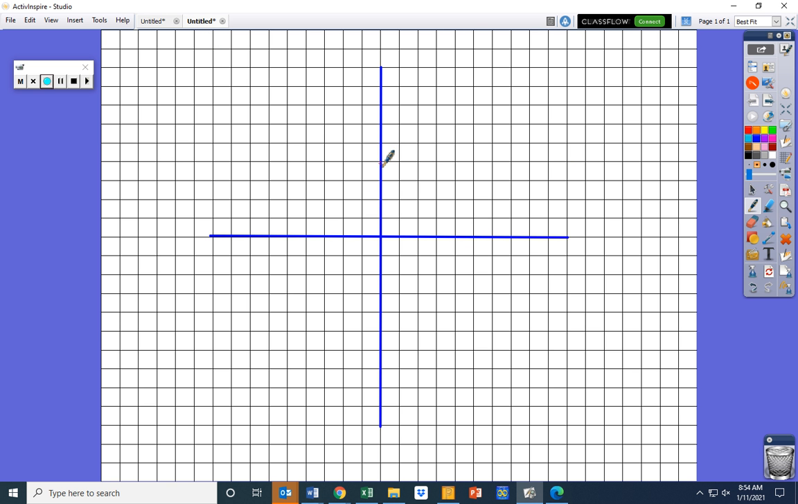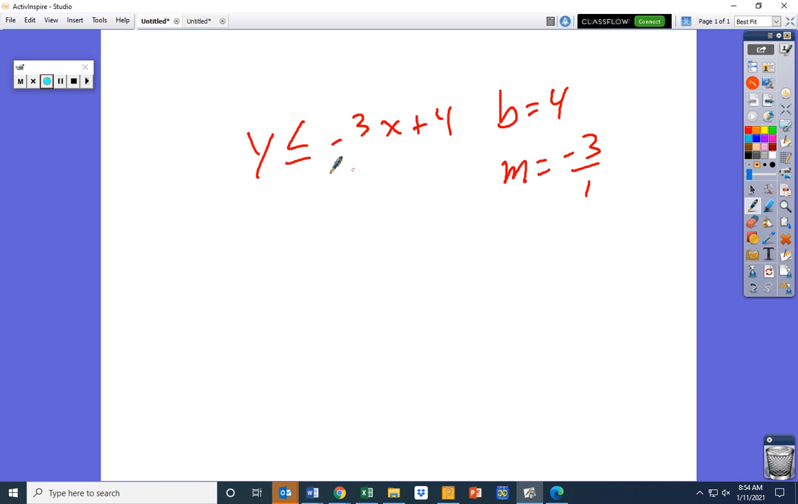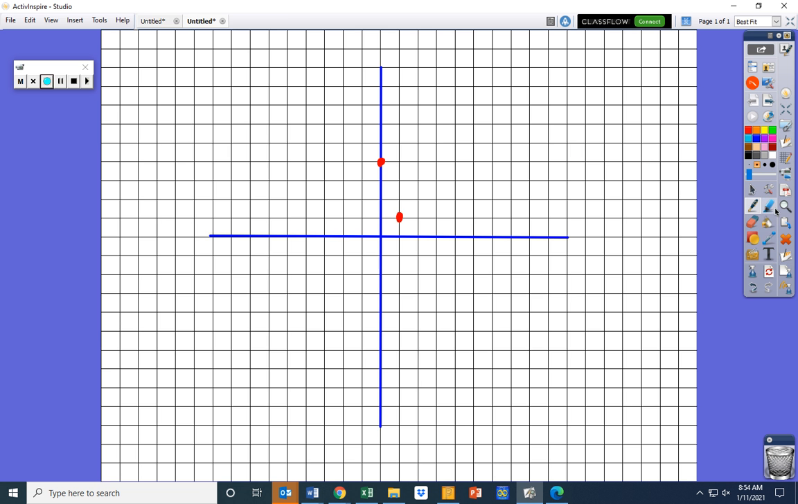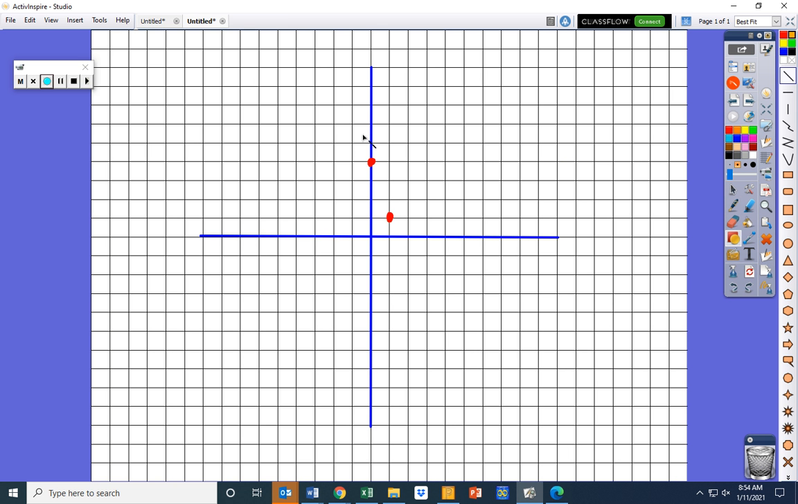My y-intercept is 4, so where's that going to be? Up there. Well, my slope was negative 3 over 1. If I go down 3 over 1. Okay. Is this going to be a dotted or solid line? Solid because it's or equal to. Okay. I'm going to make a solid line here. All right. Let's go back and plug it in.